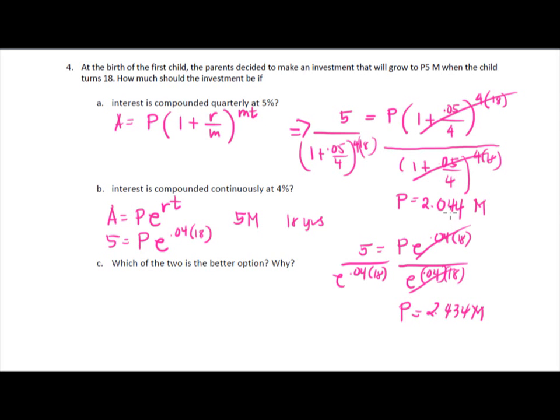You're going to use only a smaller amount compared to the second option. So which of the two is the better option? It should be letter A, because you are going to spend or invest a smaller amount. Okay, so that is the answer to number 4 of type 2. That's it. So thank you.